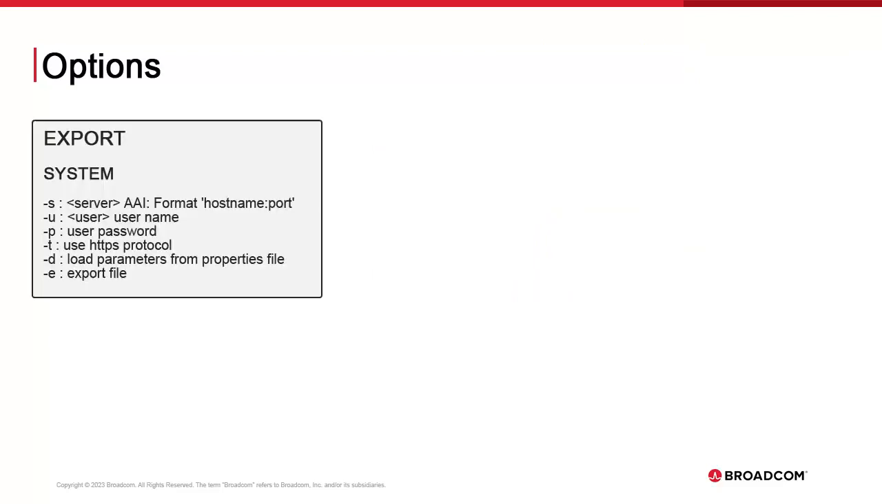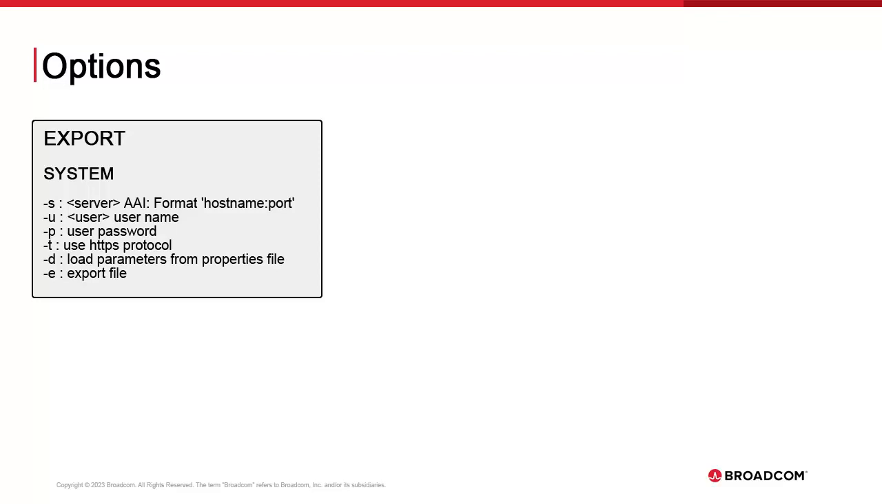Here are the options to use with the batch files. First, let's start with exporting, which only has system options. Since you export everything, you cannot be selective. -S is for the source AAI server and ports. -U is for the admin user. -P is for the admin password.